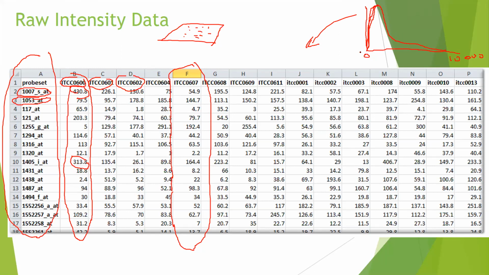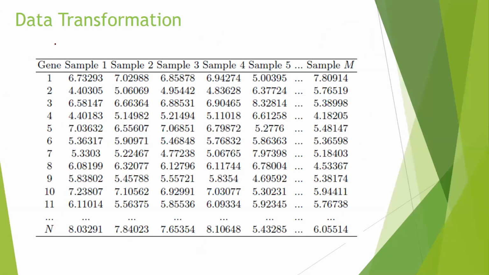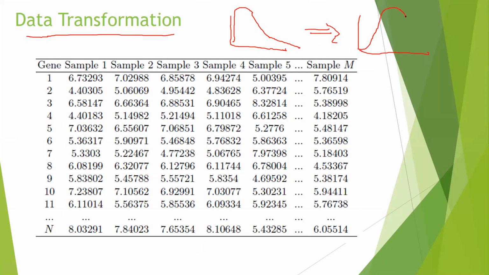So usually we do data transformation or data normalization. First, the data transformation. We transform the data from this form, where the original data is highly skewed. After the transformation, we get data that is much more nicely distributed, bell-shaped, a normal distribution. This is the data after the transformation. If you plot that, it will look like this.